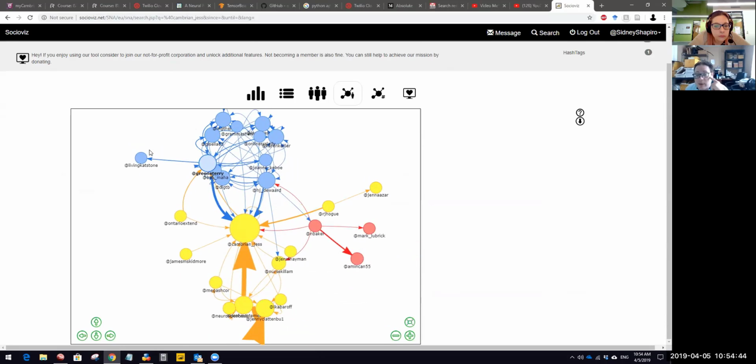Now, you do have some outliers, like this person who is not tweeting with all these other people, right? And these people in red are probably tweeting each other a lot, but not as much as the rest of the people in yellow, right? So that kind of gives you an idea.